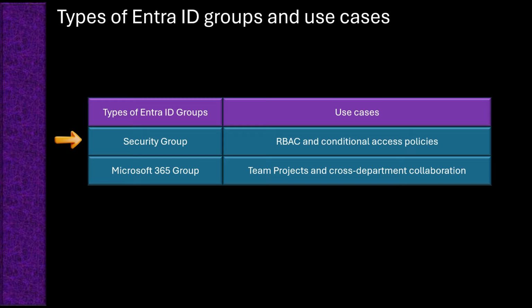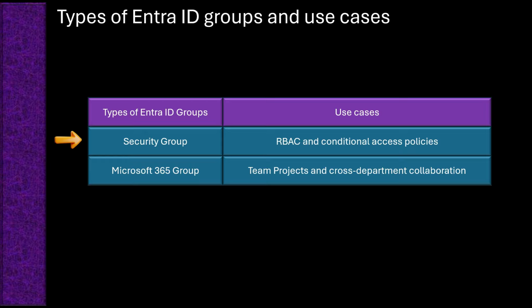Security groups are primarily used to manage access to resources within your Azure and Microsoft environment. These resources could be application files or even cloud-based services. By adding users to a security group, you can easily assign permissions to a large number of users at once instead of individually managing access for each user.